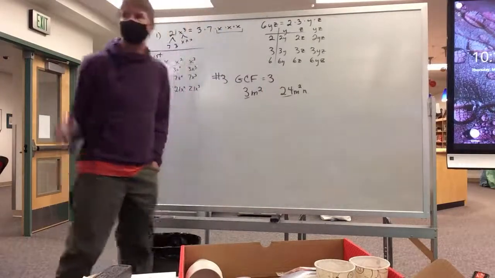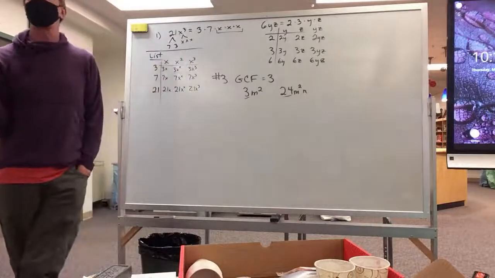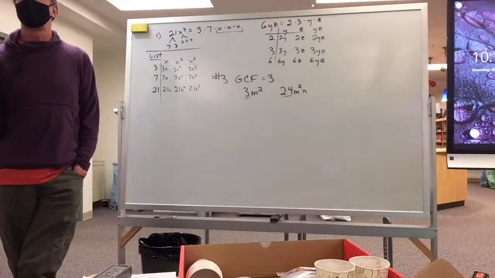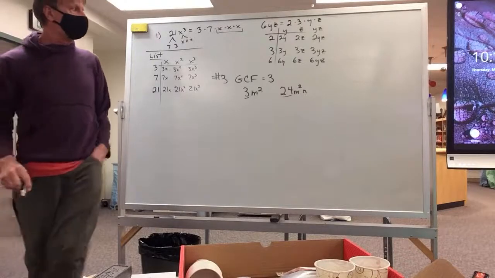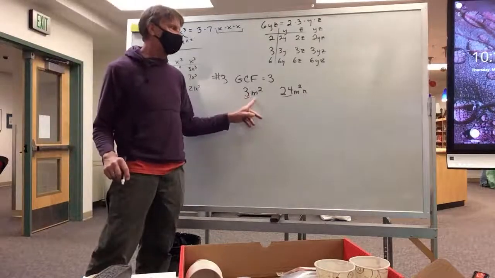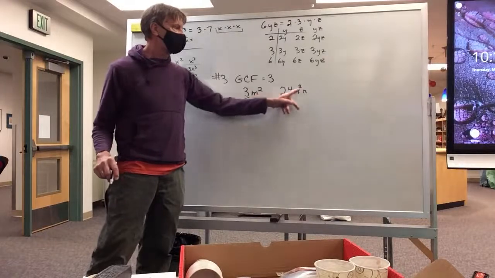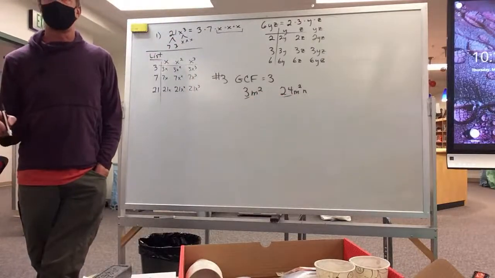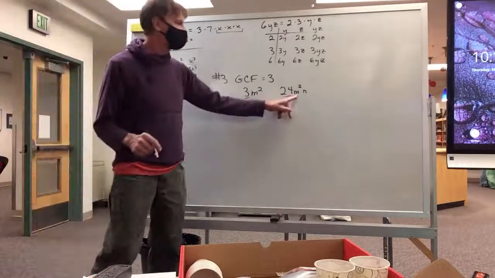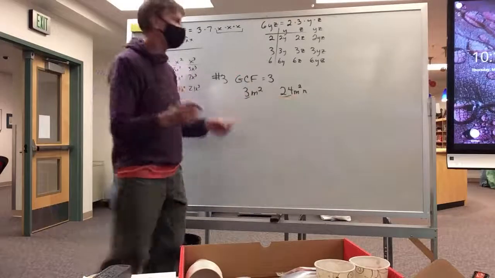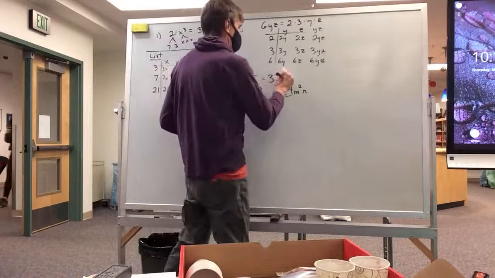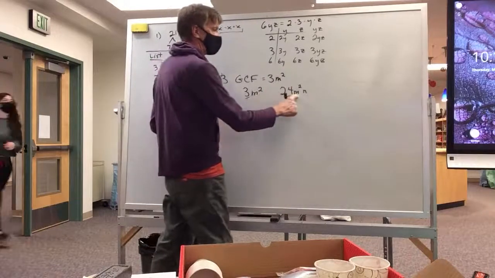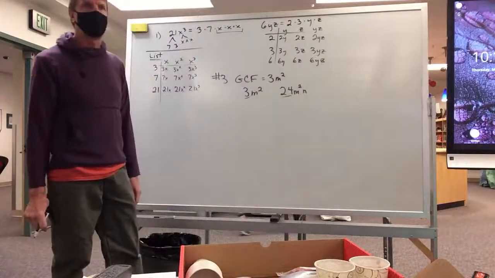3 goes into 3 once. It goes into 24 how many times? 8 times. Good. Then you look to the first variable, m squared, m squared. What's the greatest factor common to this? M squared. Because it goes in here 1 time, and it goes in here 1 time.